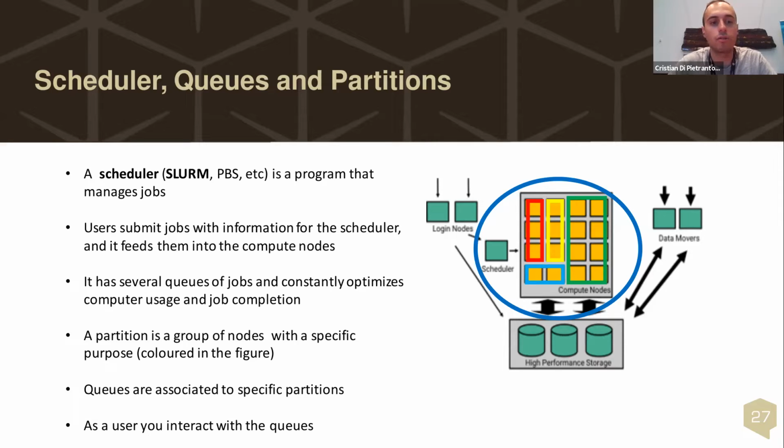But to each partition, we have an associated queue to which users can submit jobs. So if a user has a program that needs a lot of memory, they can submit a job to the high memory queue. Or if a job needs GPUs, then the job can be submitted to the GPU queue.